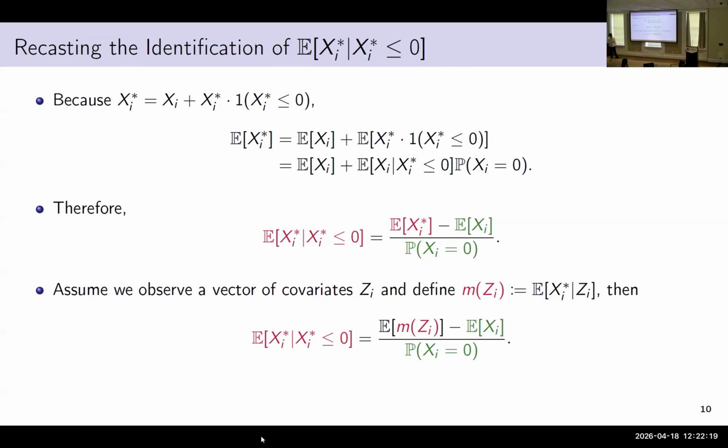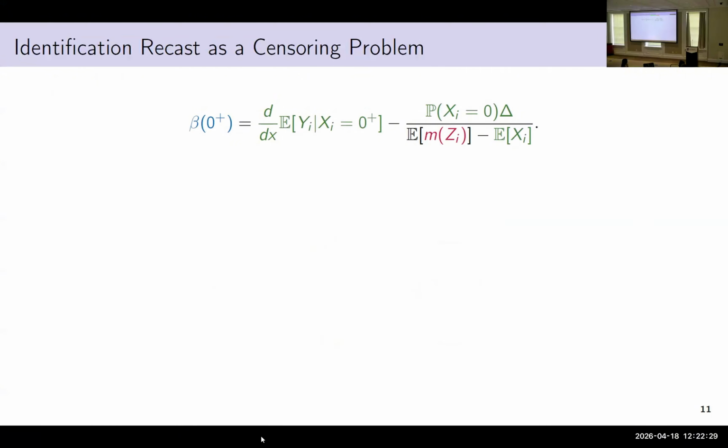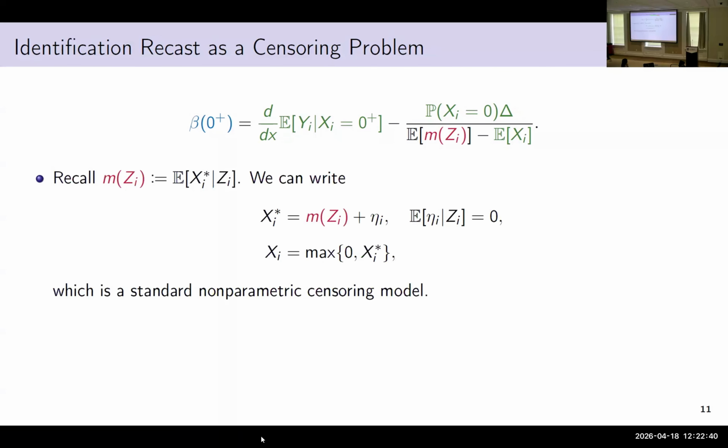That is by definition a conditional expectation of the selection variable on z. These covariates are whatever you want them to be, okay? So just rewriting my problem, now it's sufficient to identify my target parameter to identify this function, a conditional expectation. But recall that by definition, these two equations hold.